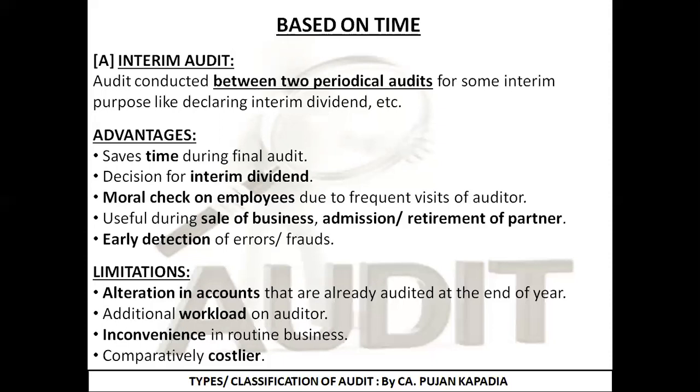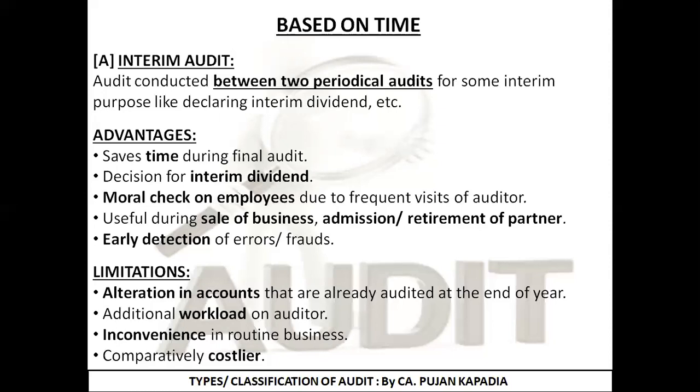Now if I want to declare this dividend, I should have my audited books of accounts as on that particular date. So again, there was an interim purpose to declare the dividend, as a result of which I got my books of accounts audited. So there can be any particular purpose, which is genuine, for which you require to audit the books of accounts between two periodical audits, that is within the period of your running year, that is between two financial dates, as a result of which such audit is known as interim audit.